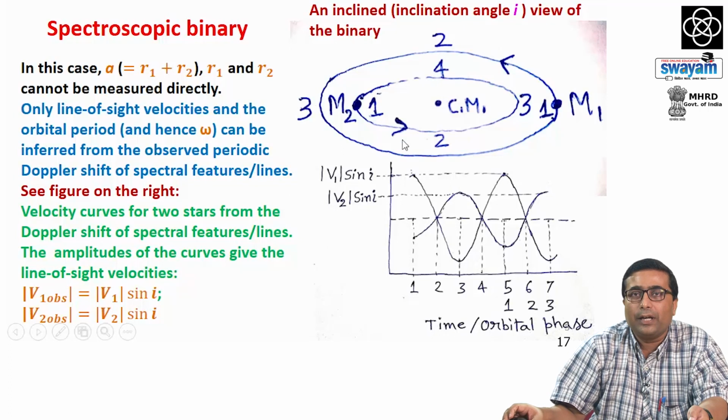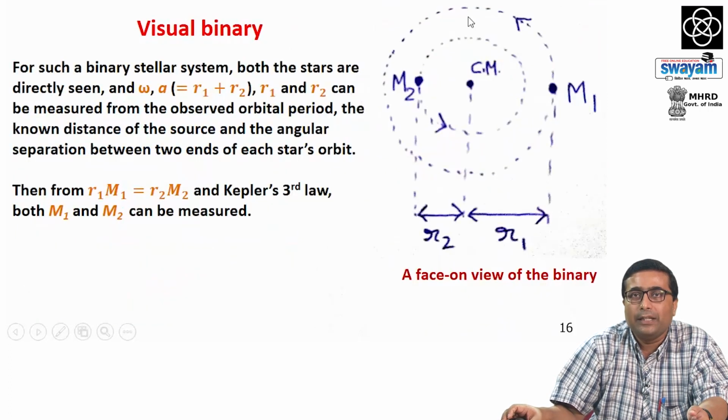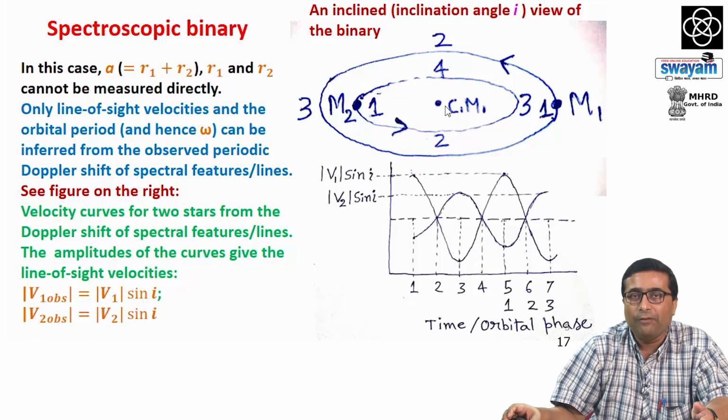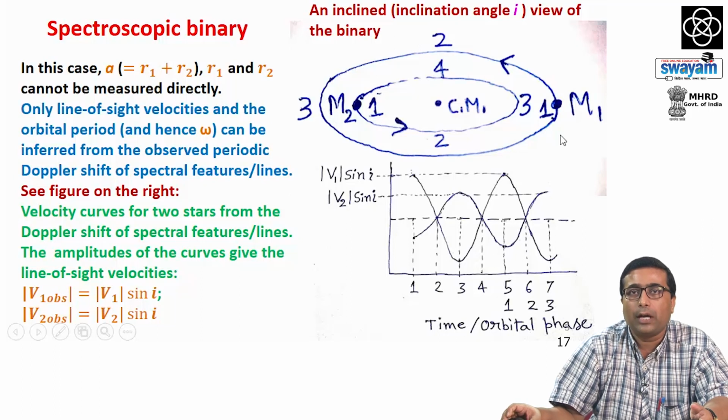Here look at this figure. This is the same as the figure that I showed earlier. This was earlier in face on view. Now it is a more general inclined view, where the inclination angle I, measured with respect to the perpendicular direction to the binary plane, can have any value, and therefore the orbits look like ellipses, although they are actually circular.